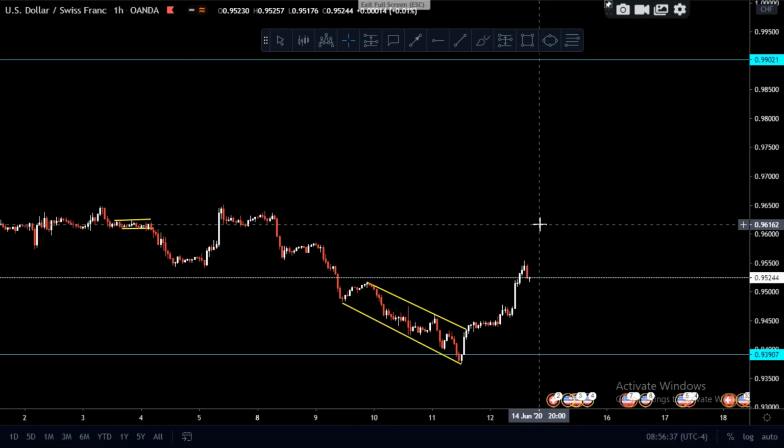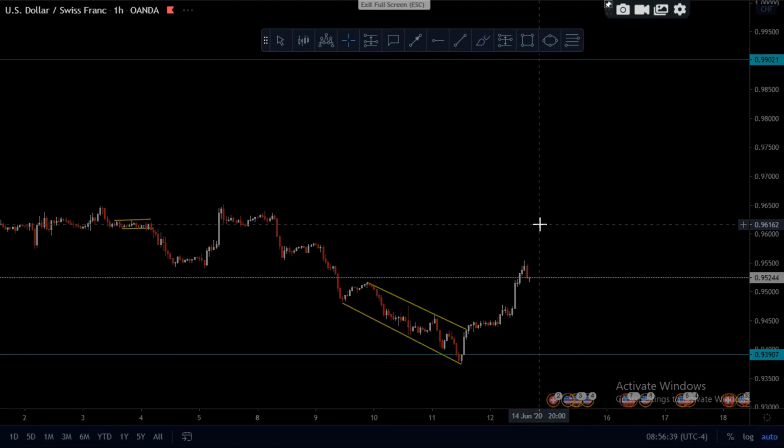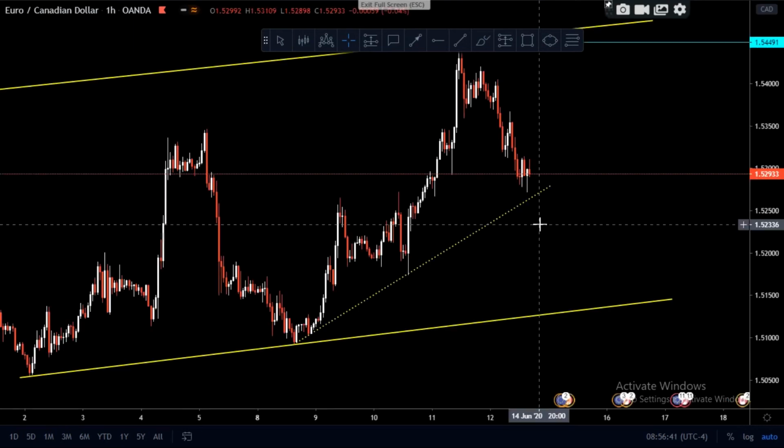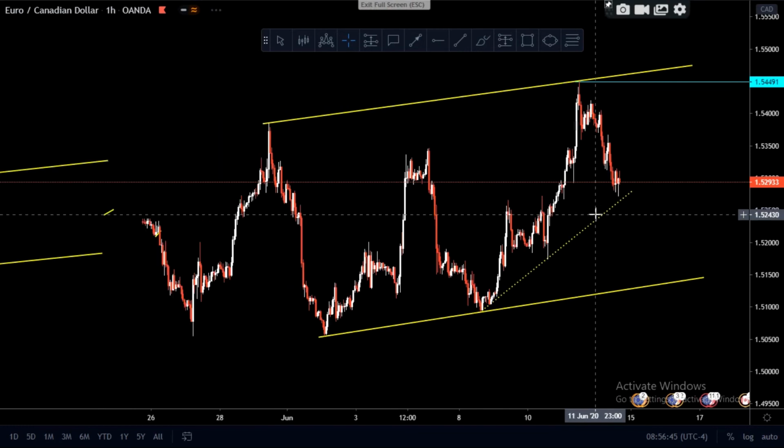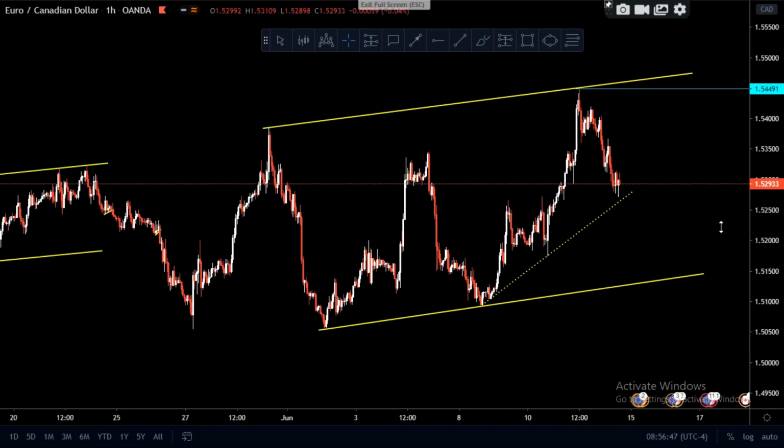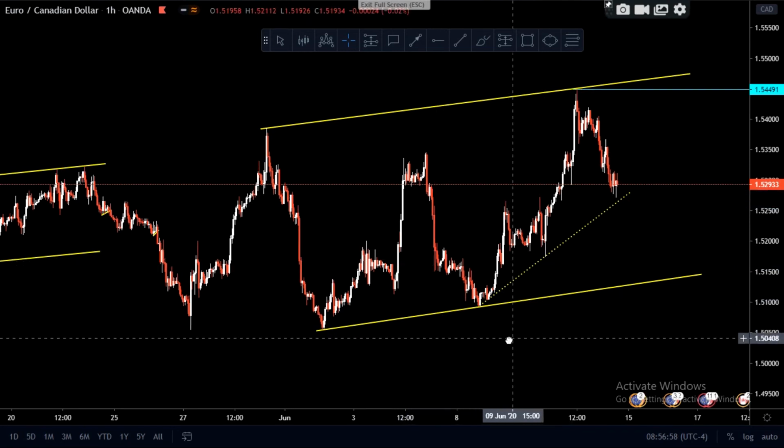Now let's dive into the third one, which is EURCAD. This one is an interesting one. If you still remember, this previous week I was looking for sells, but unfortunately I didn't enter any trade on this one. Price was somewhere here. We were looking for that correction and a continuation to the downside, but unfortunately that didn't happen.